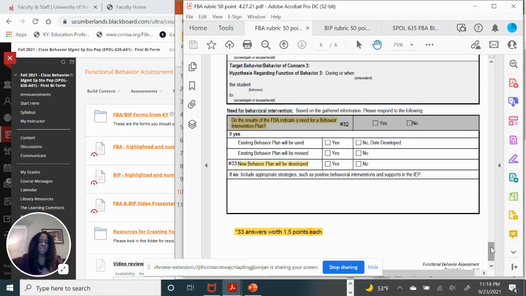So there's 33 things that are listed here on the FBA. So each of those 33 things are worth 1.5 points. So that's the easiest 3 points right there. Yes and yes. No questions asked.